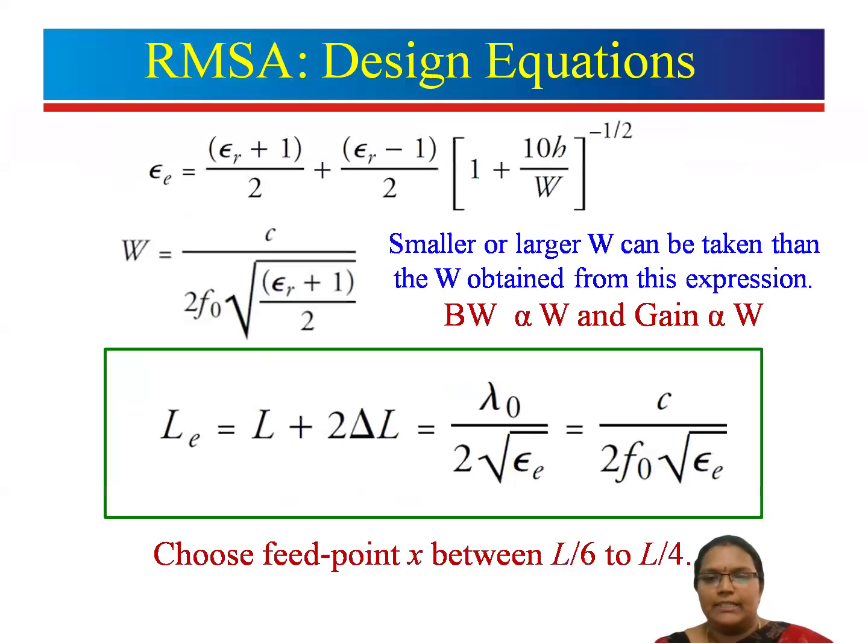We can use these design equations in designing any antenna whose frequency is known and whose dielectric substrate is also already known. So by knowing the dielectric substrate, we can know the value of the dielectric constant, and according to that, we can apply all those values in these equations in order to obtain the effective length and width of the rectangular patch antenna. So from these equations, we can find the length and width of the patch antenna, and the feed point must be chosen between L by 6 and L by 4.